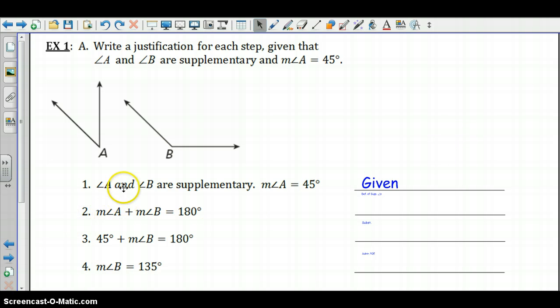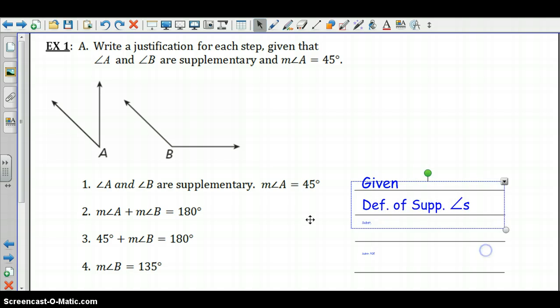On number 2, these are all related. We are taking this statement and telling something else about what we know about angles A and B. Since I know they are supplementary, I can conclude this, that the measure of angle A plus the measure of angle B equals 180 degrees. That's because that is what our definition of supplementary angles states. So the justification for this line, if we're given this, is the definition of supplementary angles.